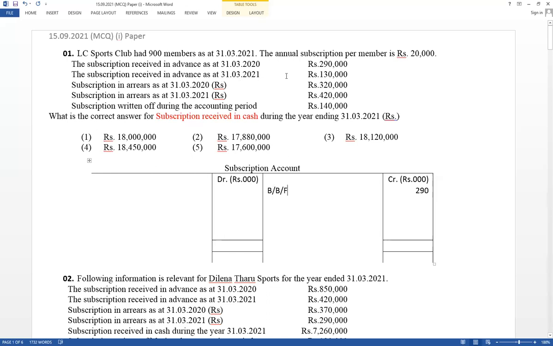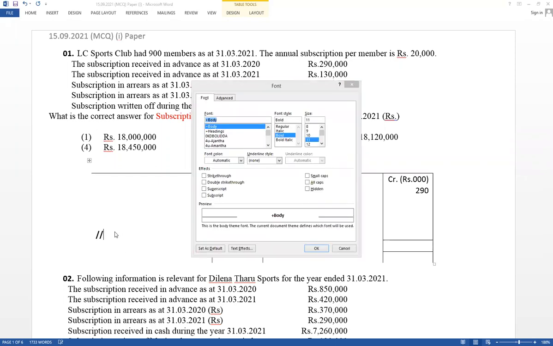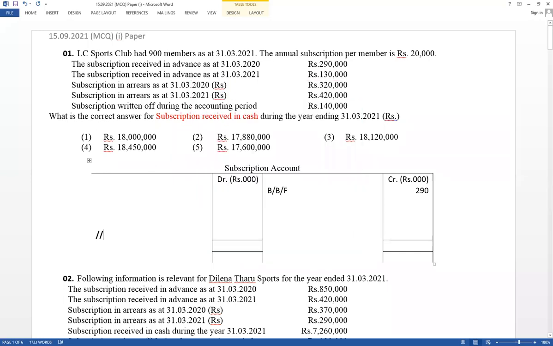It has also given the subscription received in advance closing balance. Closing balance carried down from debit side to credit side. The given closing balance equals 130. It should be included on the credit side as a balance brought forward. Record the opening and closing balances from the beginning. As well as, subscription in arrears is also given. Subscription in arrears means an asset, receivable amount 320, as a balance brought forward.